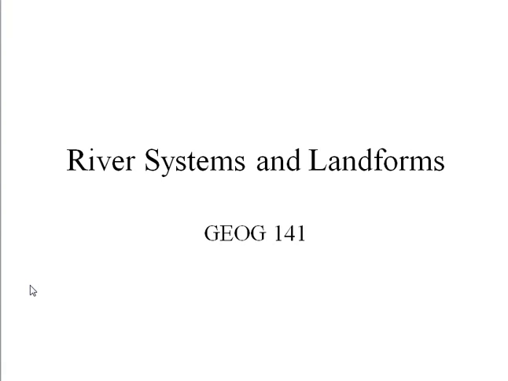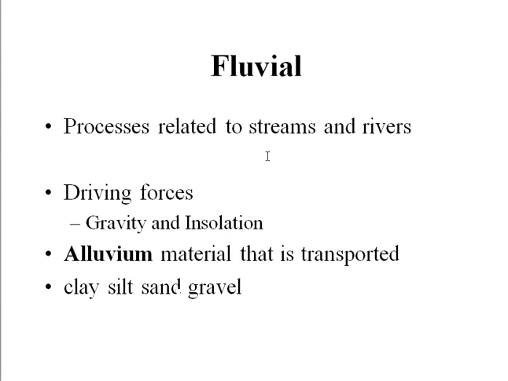So in week 9 we're going to look at river systems and landforms. When we talk about river systems, the term that's used is fluvial. Fluvial geomorphology means the study of the shape and the process of river systems. So we're looking at rivers and streams, and we're back to this idea of endogenic and exogenic forces.